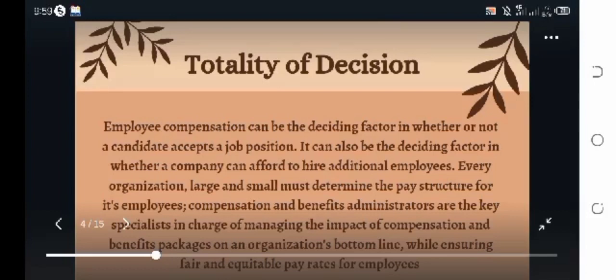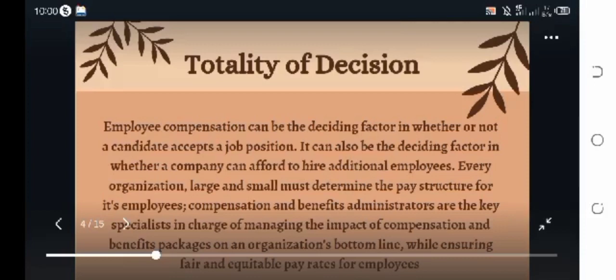Employee compensation can be the deciding factor in whether or not a candidate accepts a job position. It can also be the deciding factor in whether a company can afford to hire additional employees. Every organization, large and small, must determine the pay structure for its employees. Compensation and benefits administrators are the key specialists in charge of managing the impact of compensation and benefits packages on an organization's bottom line while ensuring fair and equitable pay rates for employees.